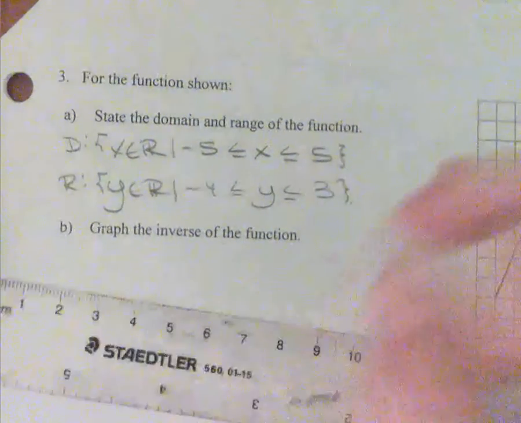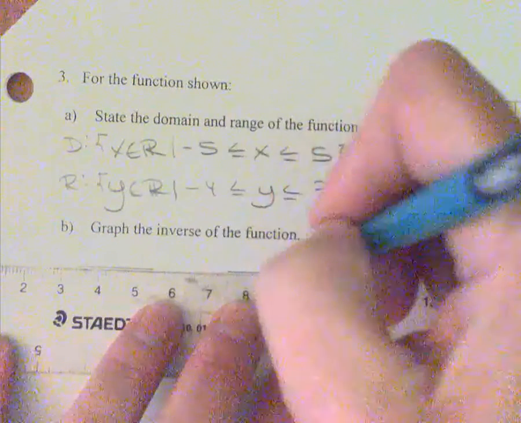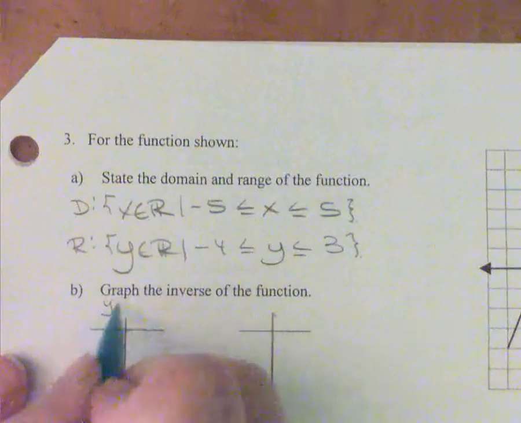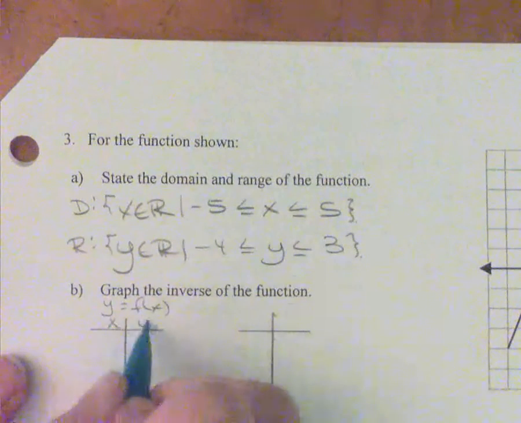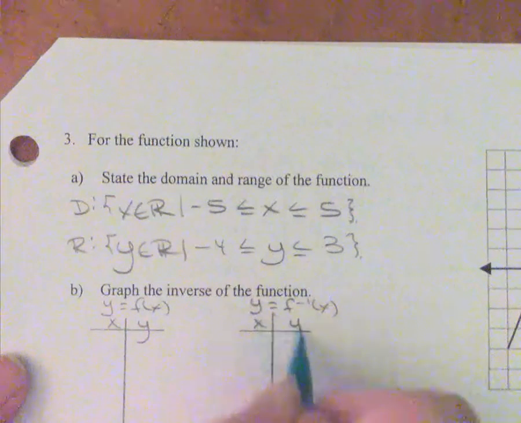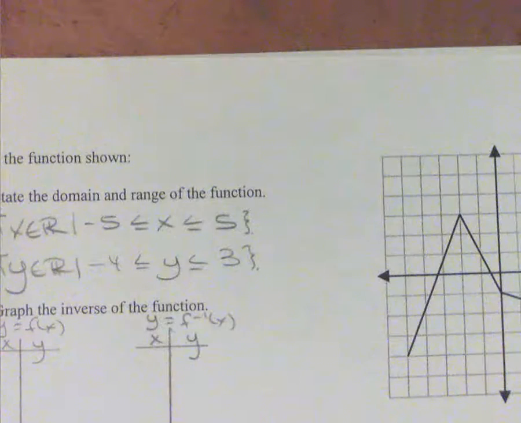Now we want to graph the inverse function, so we need two tables. We need one for y is equal to f of x, and we need one for y is equal to f inverse of x. So I'm going to pick some key values.